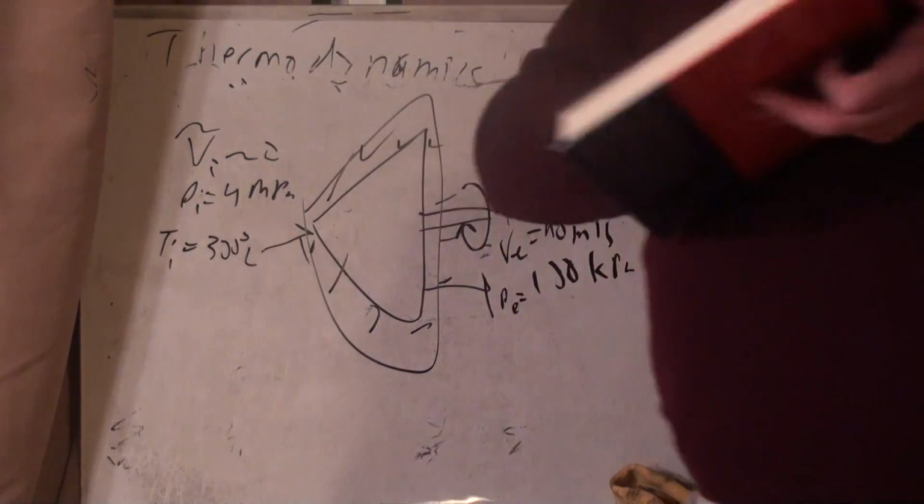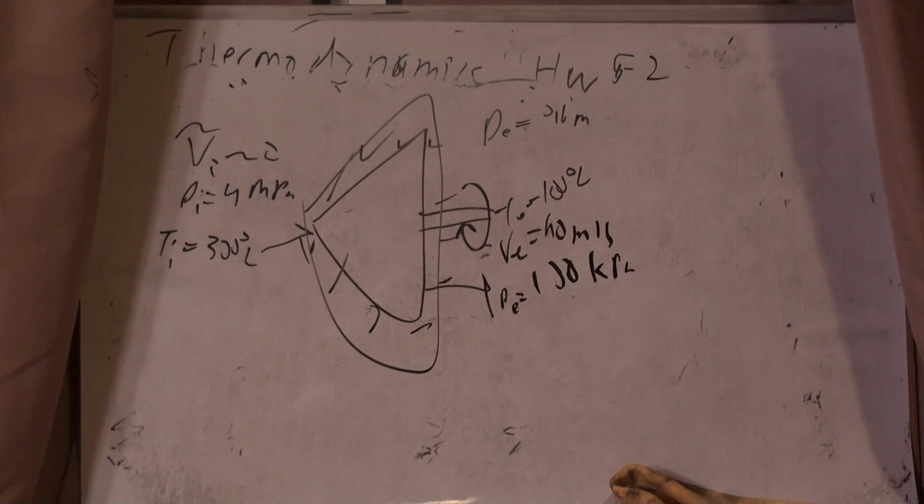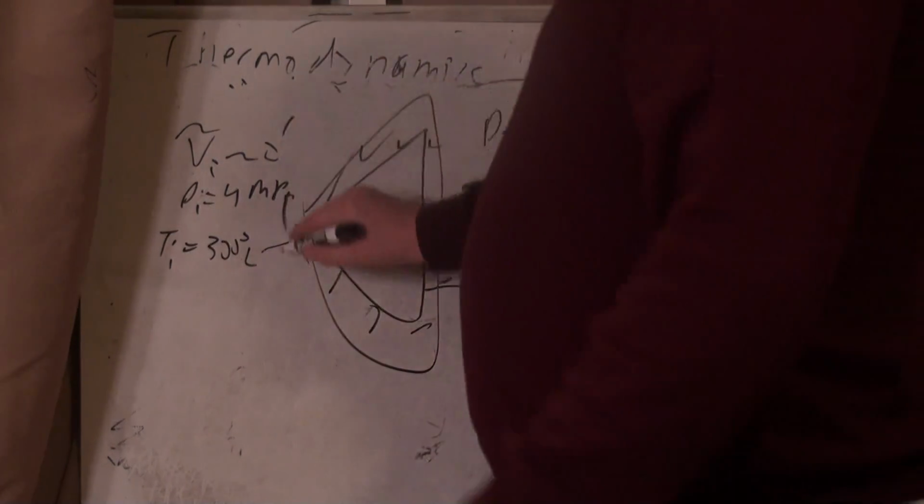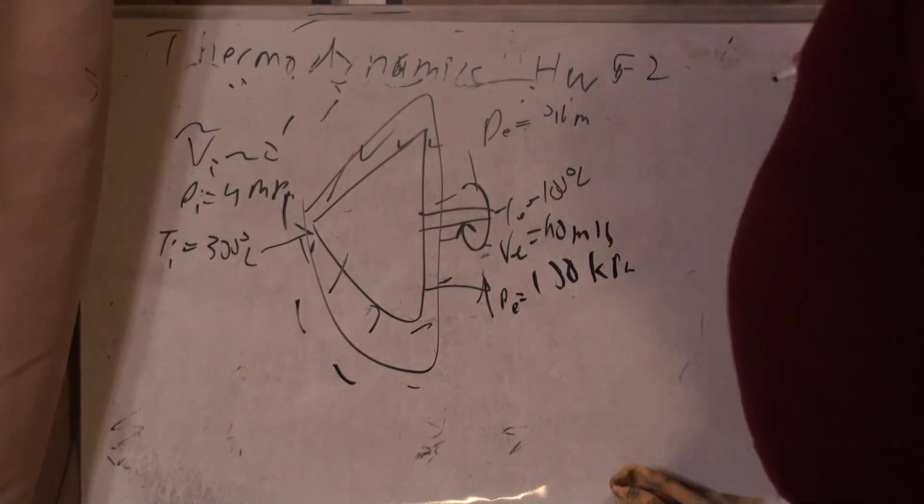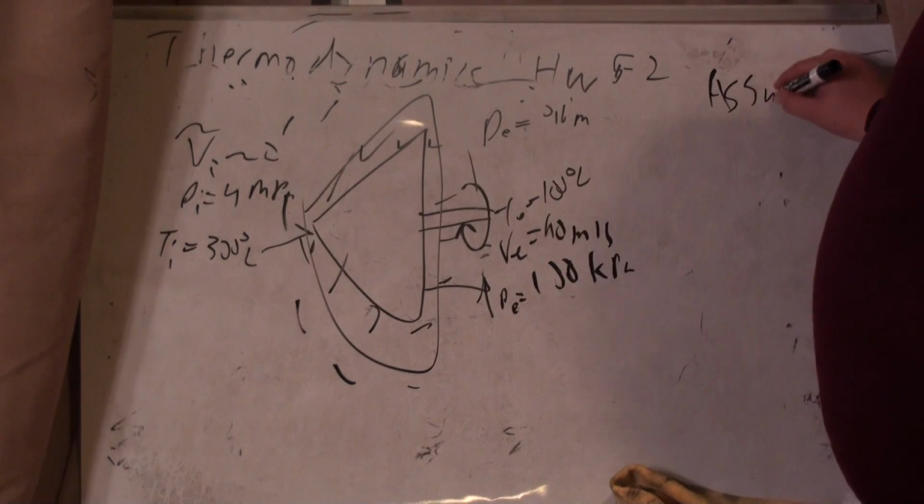Determine the power developed by the turbine in kilowatts. You may assume air behaves like an ideal gas through the process. Well, that's not a bad assumption. Alright, well, we got a picture. We got a boundary. We got some assumptions.